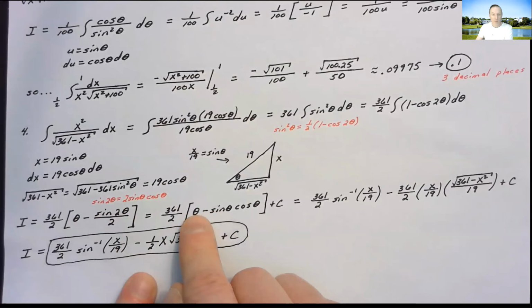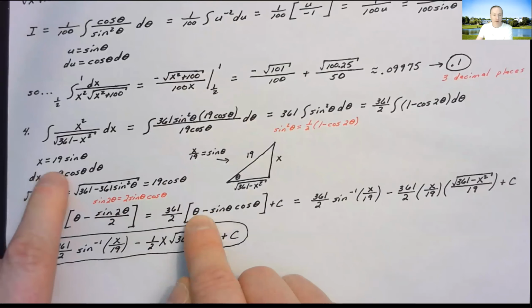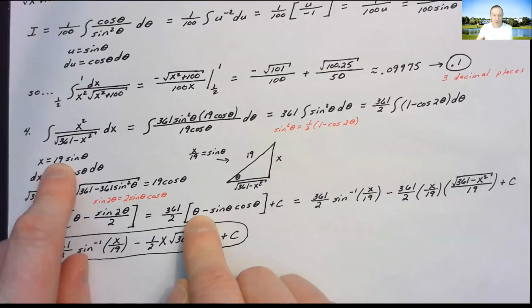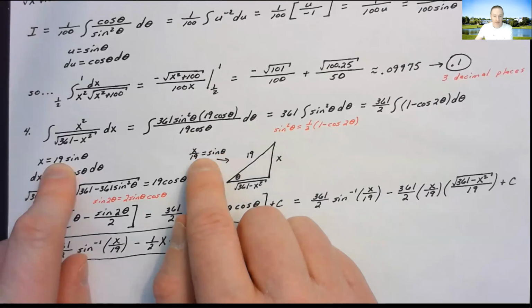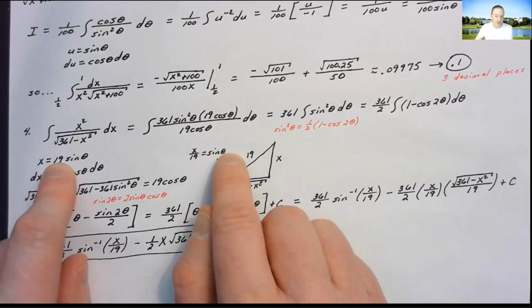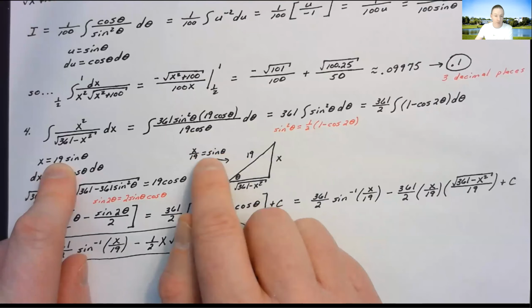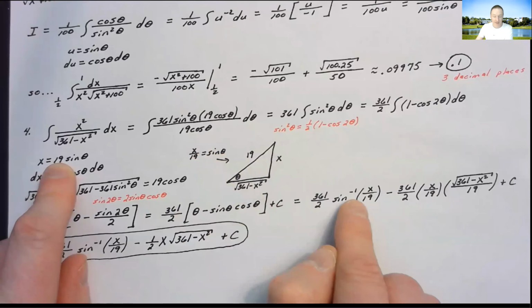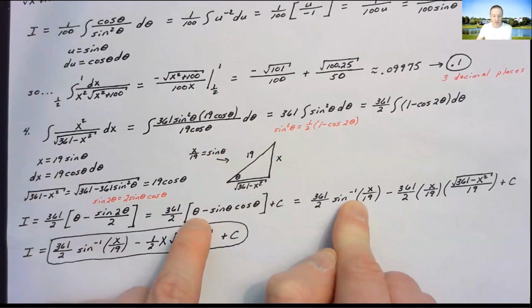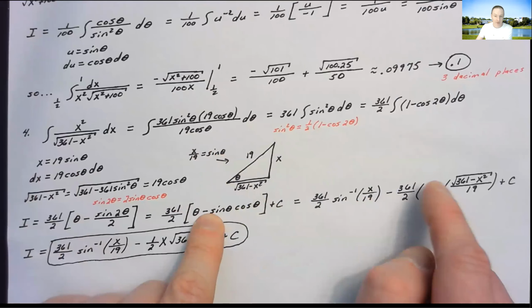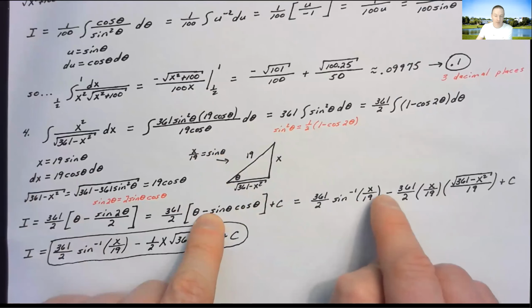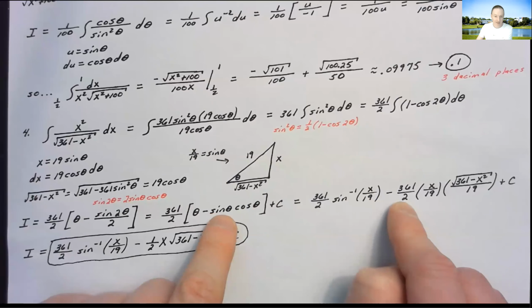Now I can say, well, what is theta in this problem? My trig substitution was x is equal to 19 sine theta, which means the sine of theta is equal to x over 19. So if I use this equation to solve for theta, theta would equal the inverse sine of x over 19. That's what I put right there. 361 over 2 times theta is 361 over 2 times the inverse sine of x over 19. Now I distributed that 361 over 2 into the second term. I have minus 361 over 2 times the sine of theta.